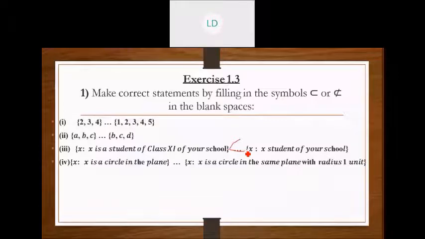Next we have X is a circle in a plane and X is the circle in the same plane having radius 1 unit.